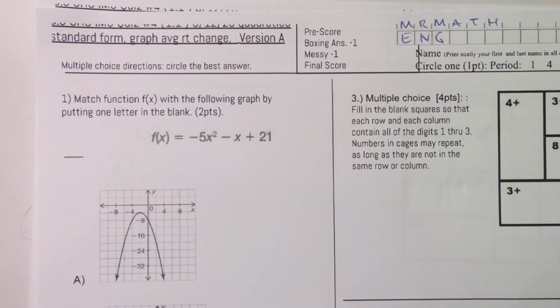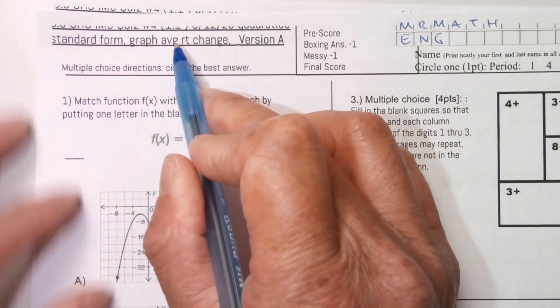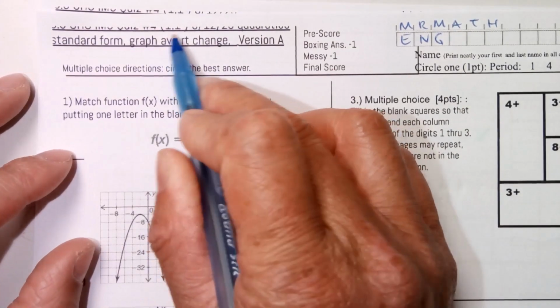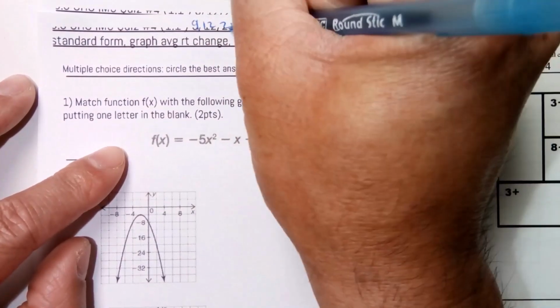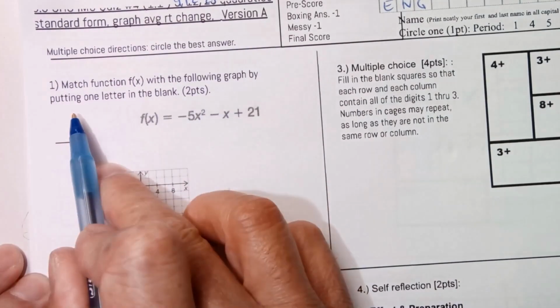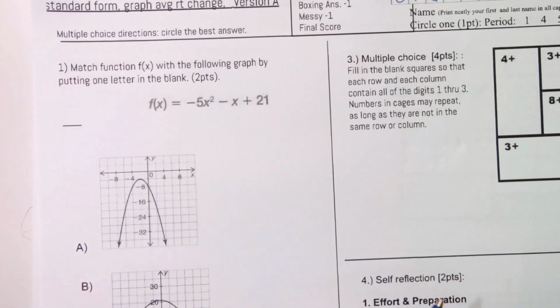Hey guys, let's go over version A of quiz number 4 taken on September 12th, 2025. Match the function with the following graph by putting one letter in the blank.